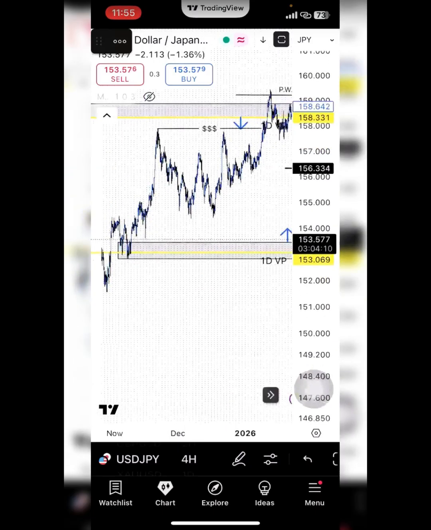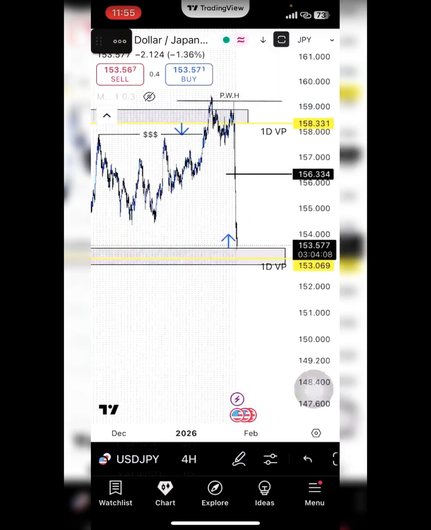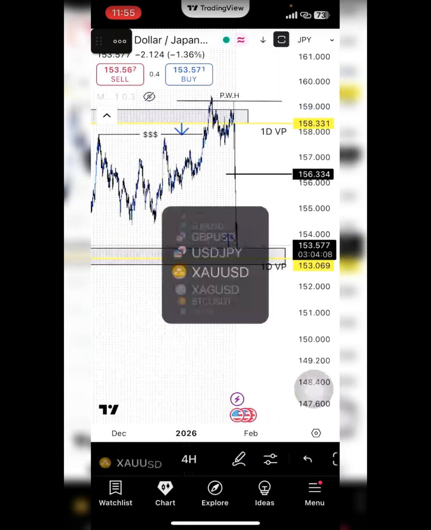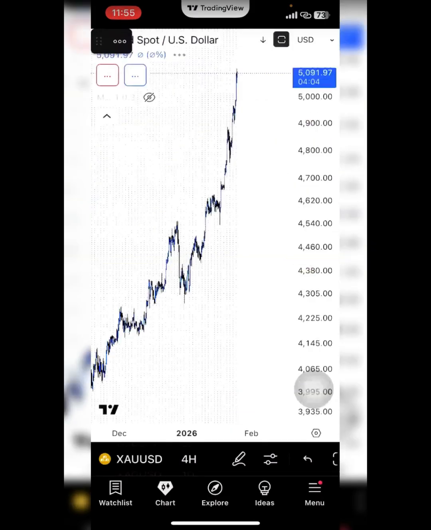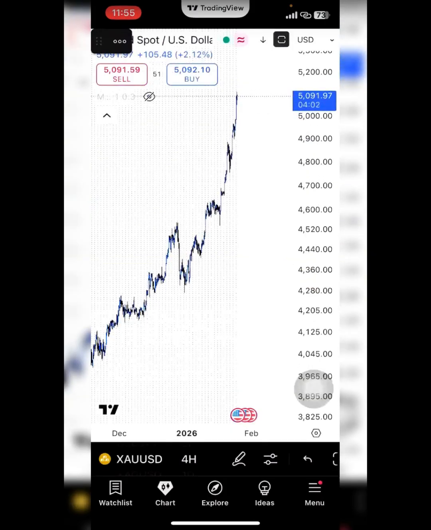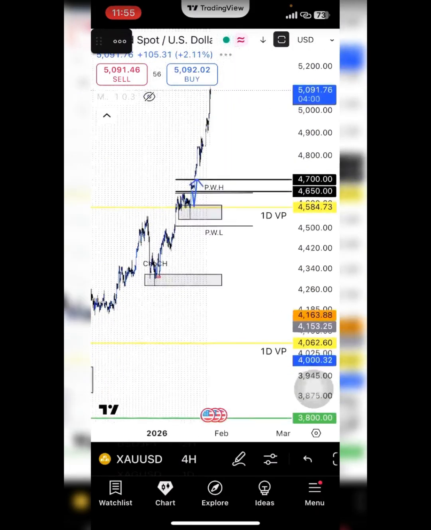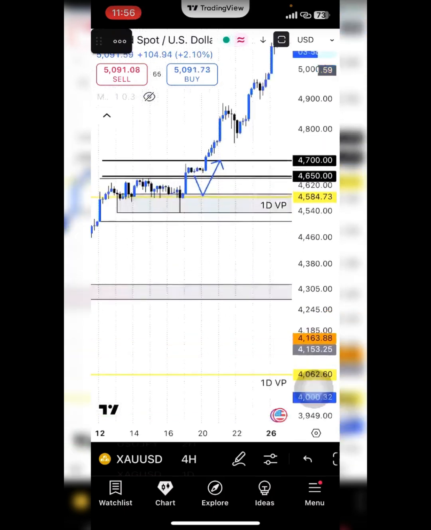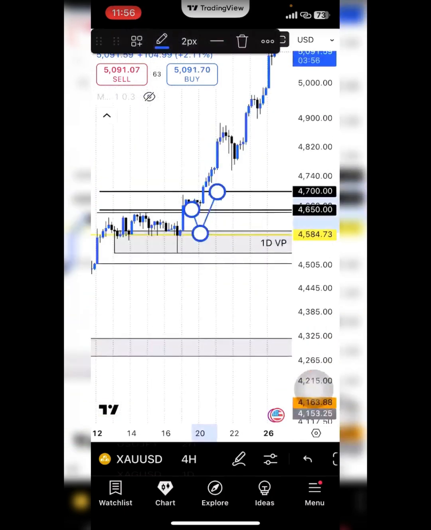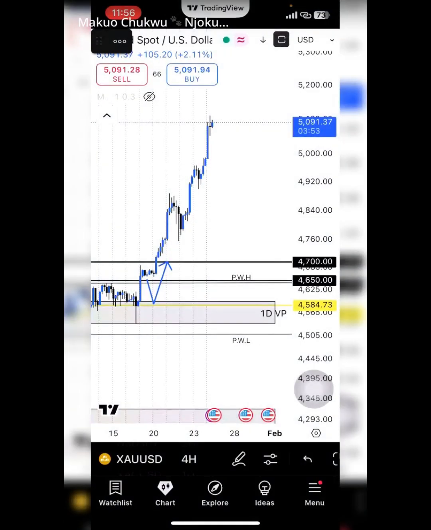Then the next on the list is gold. So gold has been parabolically moving to the upside. The last markup we had was over here. We wanted the market to have a retest towards this zone and continue buying, but the market just kept on buying.